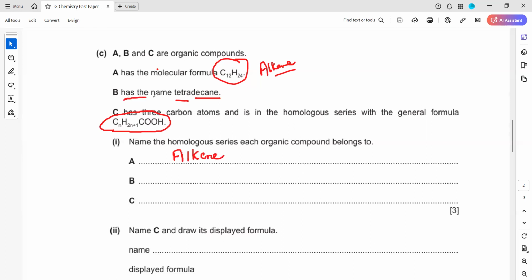B belongs to which group? Alkane. How do you identify? Ending in ane. Very good. You identify from the name because it ends in ane, so it means it is an alkane. Because for alkane, the name should end in ane. The third one is what? Carboxylic acid. The third one is a carboxylic acid because it contains COOH.